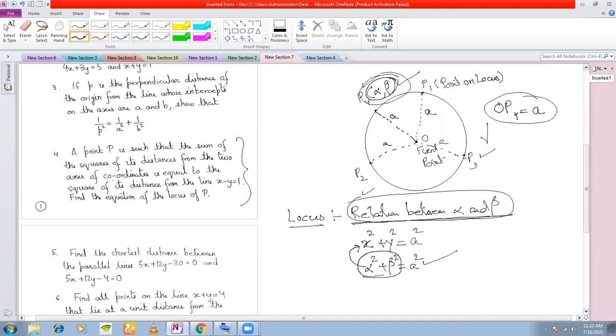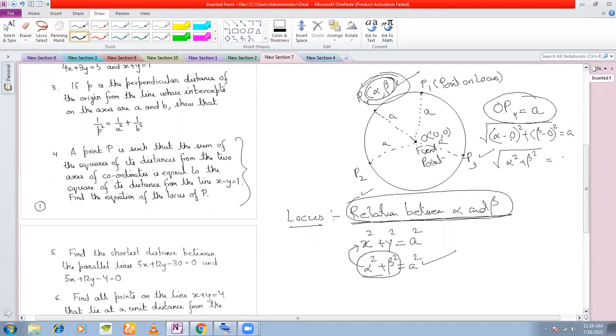How? What is the distance OP? This is, let's say, the origin. And the distance of the origin from alpha beta is root over of alpha minus 0 square plus beta minus 0 square, which is equal to a. So you get root over of alpha square plus beta square is equal to a. Now you square both sides, you get alpha square plus beta square is equal to a square. So you've got a relation. From this only we get the equation of the circle. So just remember for the time being that it is nothing but a relation between alpha and beta.